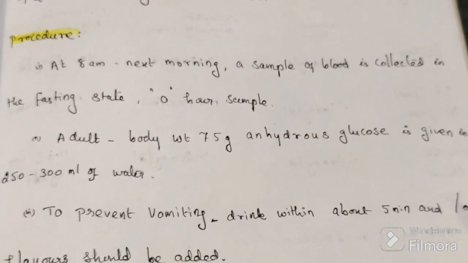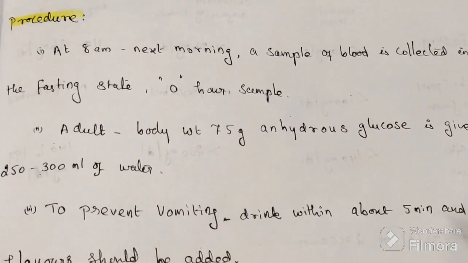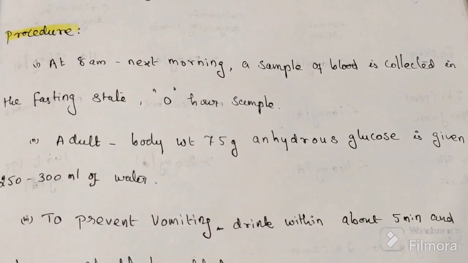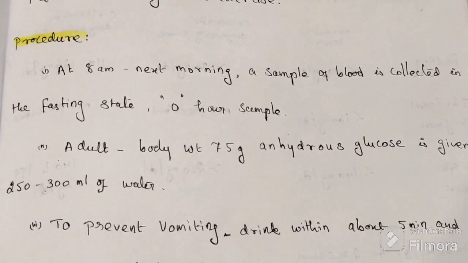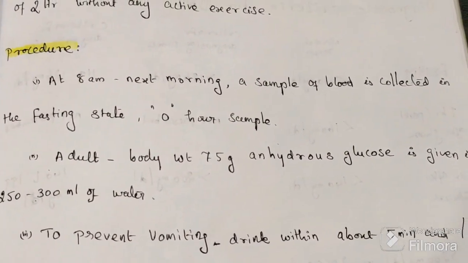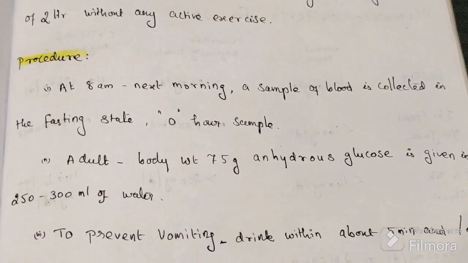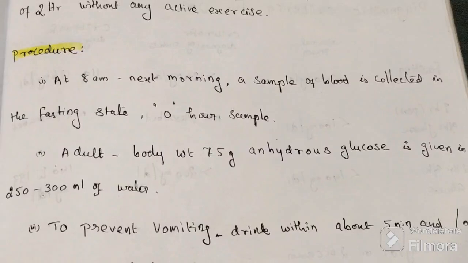Next is the procedure methodology. The night before, at 8 PM, the patient eats. Then a 12-hour fast. Next day at 8 AM we collect a blood sample. That blood sample collection is the 0 hour.